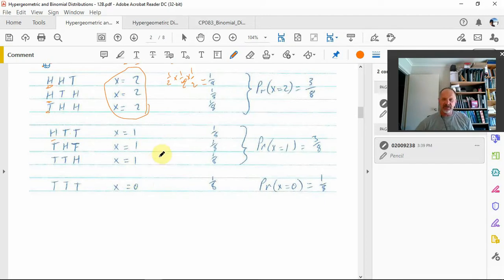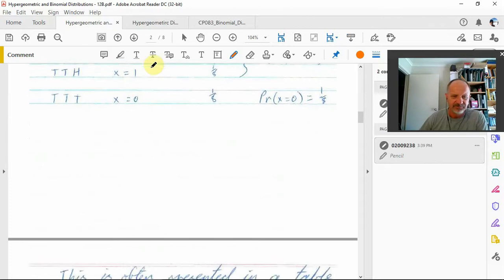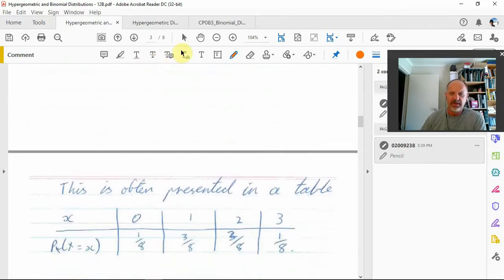Now, in terms of probability distributions, we're not going to represent it like this. We're going to represent it in this way here. And this is often represented in a table. So x here, x is how many heads, of course. So you can get none, 1, 2, or 3.